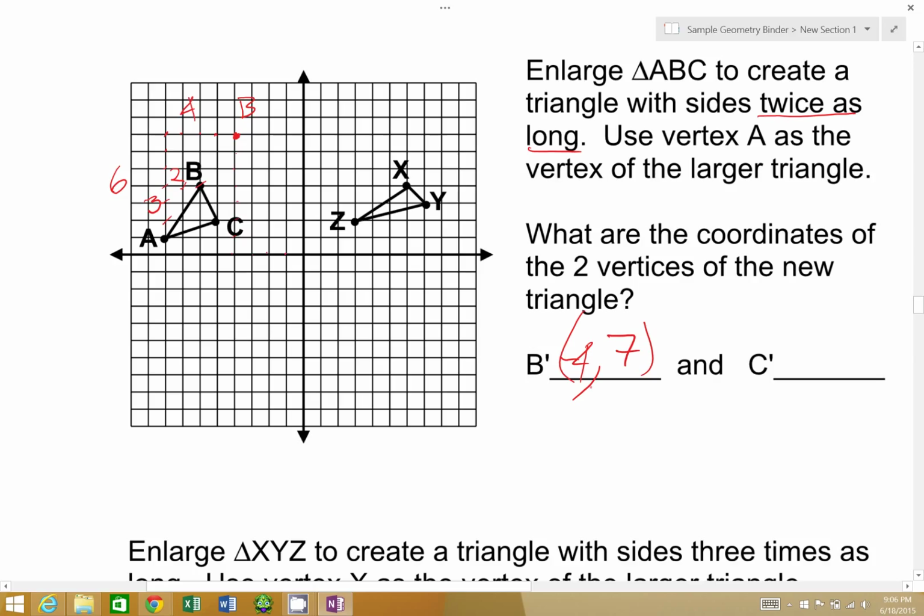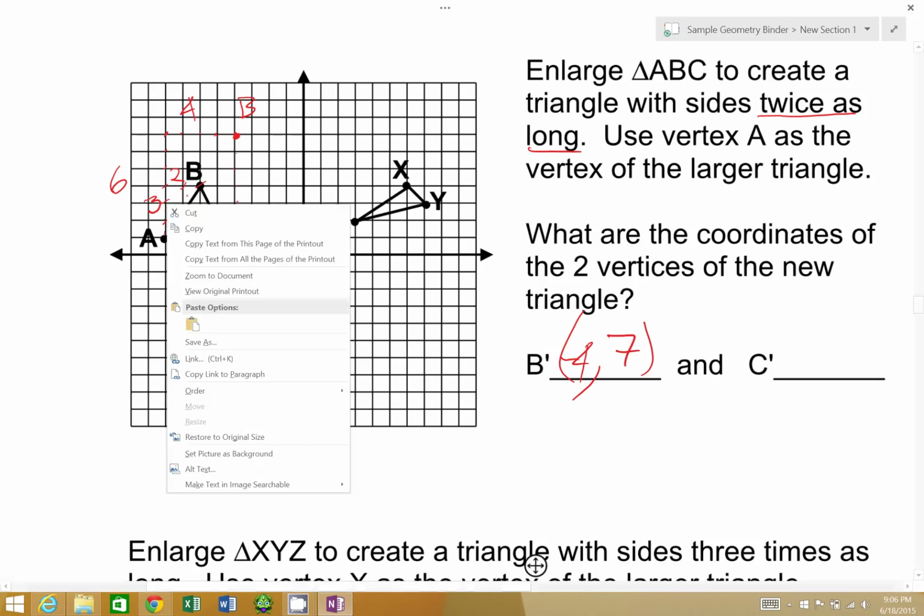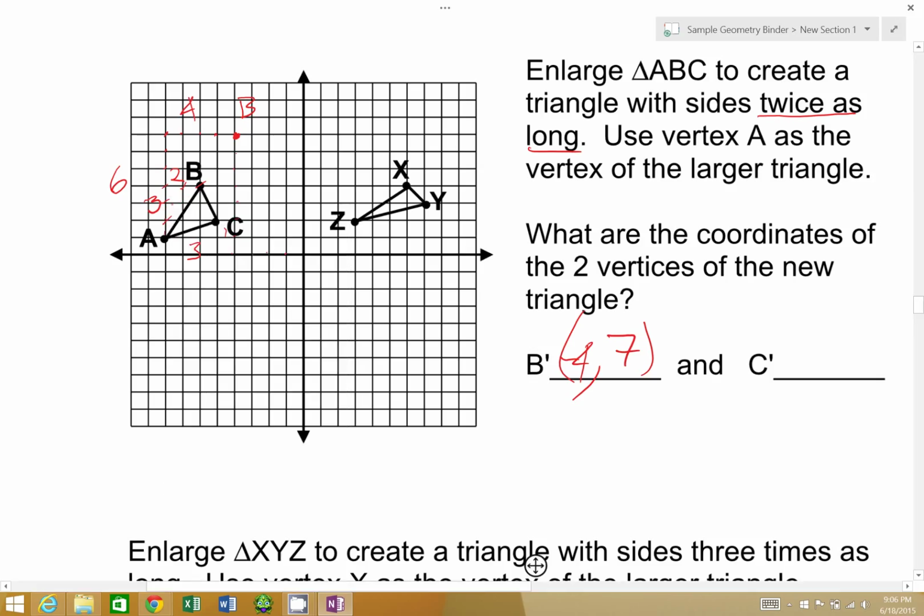Now for C, it was up 1 and over 3. So now I'm going to go up 2, 1, 2, and over, oh boy, over 1, 2, 3, 4, 5, 6. And that gets me my new C coordinate. We'll call this C prime and B prime.